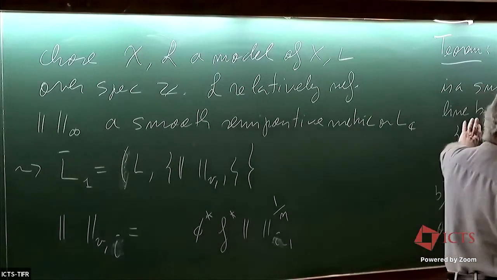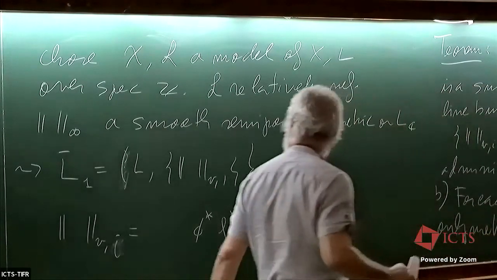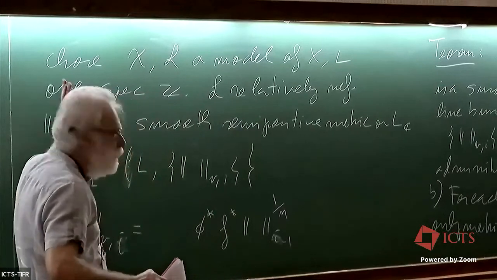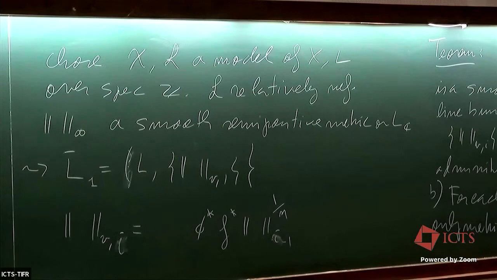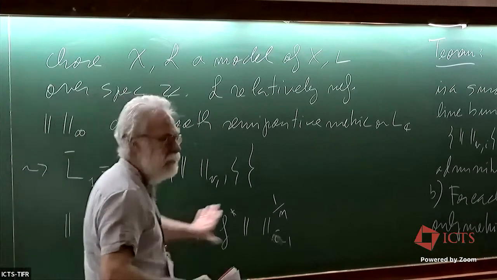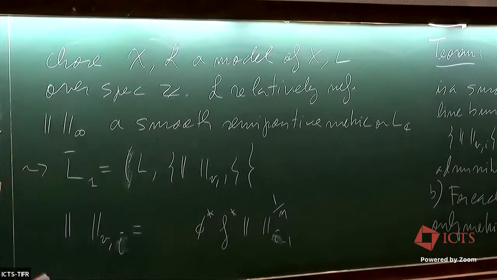Yes, I do. So this is for all places. Yes. The point is that I start with a smooth metric, but I want to have an isometry on all places. So this process is for all places, finite or infinite. Okay.